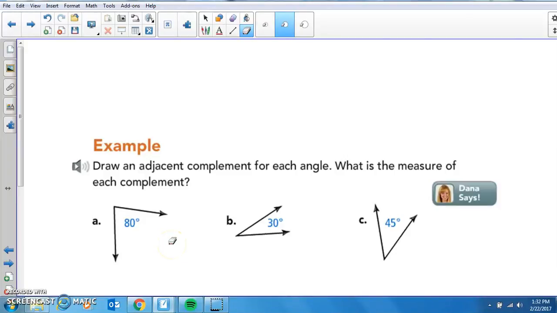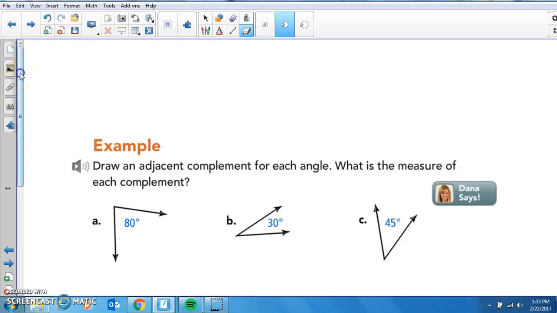All right, we're going to pick up where we left off yesterday. We were talking about the different aspects of angles, talked about classifying angles, talked about naming angles, complementary, supplementary, and vertical and adjacent angles. So what this one says is to draw an adjacent complement for each angle.